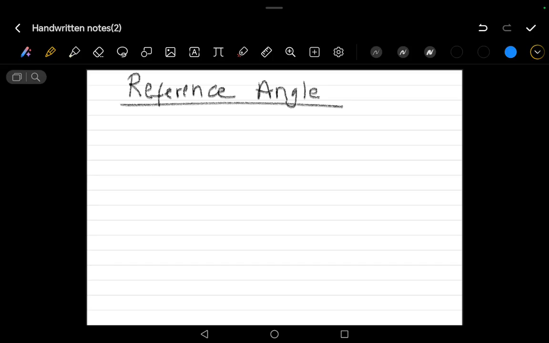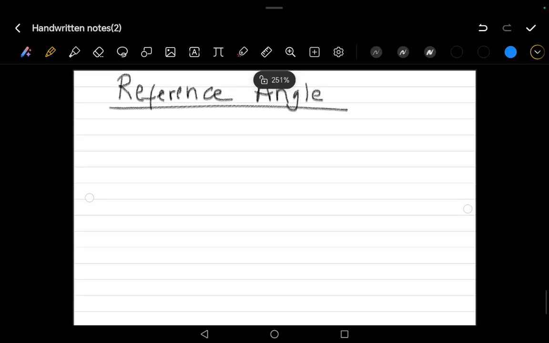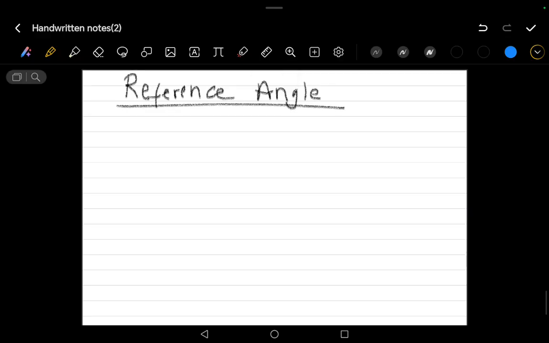Okay, wait, before that, what is reference angle? Reference angle. I heard one of you say he doesn't know the reference angle, and then another said he knows what the reference angle is. An angle which changes a trig ratio.